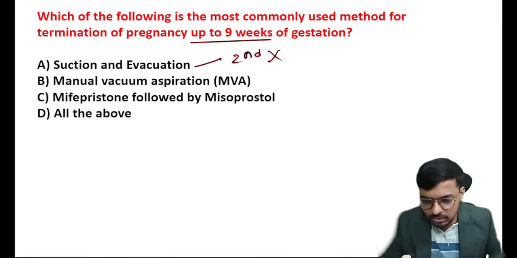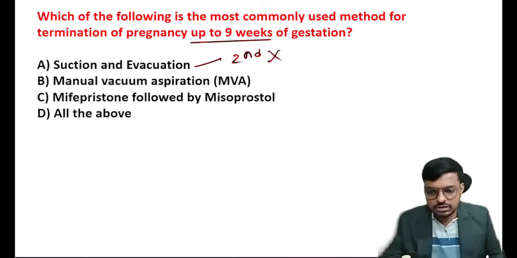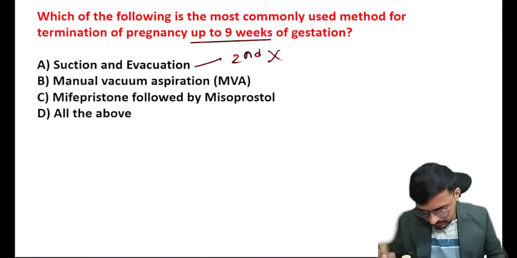Then comes the manual vacuum aspiration, option B. Then option C, mifepristone followed by misoprostol, and option D, all of the above. What is the correct answer here?